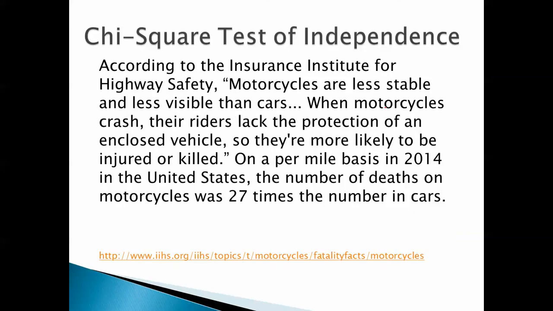According to the Insurance Institute for Highway Safety, motorcycles are less stable and less visible than cars. When motorcycles crash, their riders lack the protection of an enclosed vehicle, so they're more likely to be injured or killed. On a per-mile basis in 2014 in the United States, the number of deaths on motorcycles was 27 times the number in cars. And again, that's on a per-mile basis.